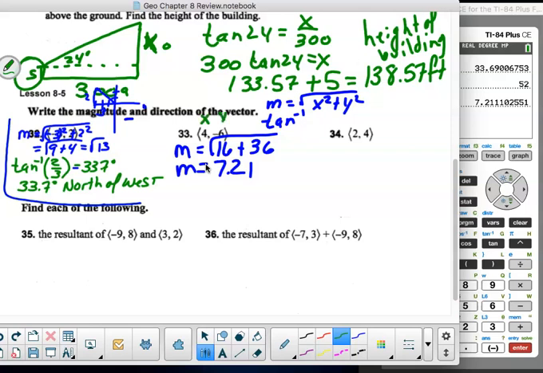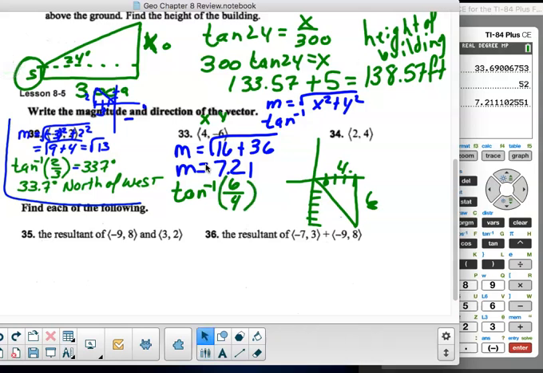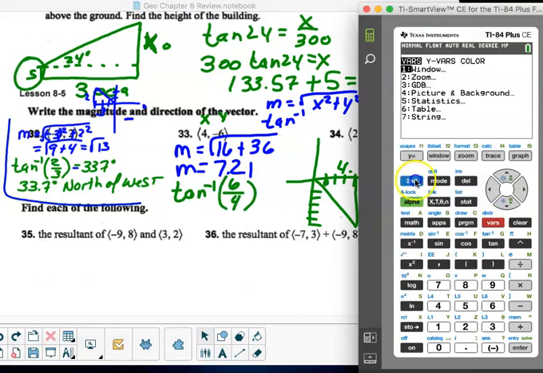If I do this, I'm going to go out 4, and then 1, 2, 3, 4, 5, 6. So I'm down here, and I've got 4, 6, and it's opposite over adjacent. So I'm talking the inverse tangent, opposite over adjacent. Pop those in my calculator. Inverse tangent.